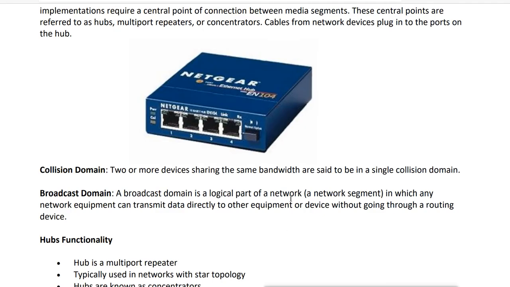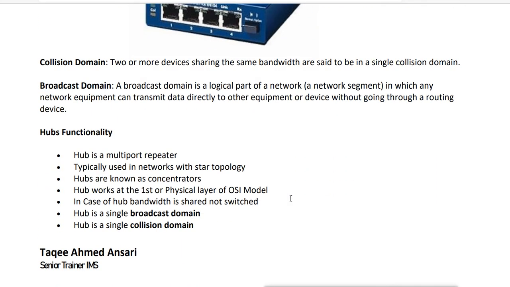And also, because the hub does not understand anything, it works on the first layer of the OSI model. It works on the physical layer, where it does not do anything, it only transmits the data. So the functionality of the hub is that of a multi-port repeater. A repeater is also a device used in the bus topology. Suppose we are putting a cable whose range is 100 meters and we want to send the data more than 100 meters, then we put one repeater in between.